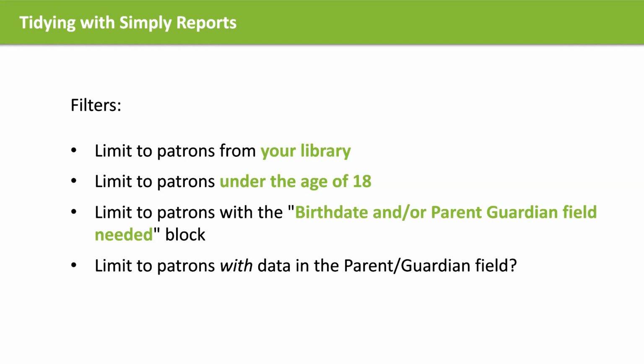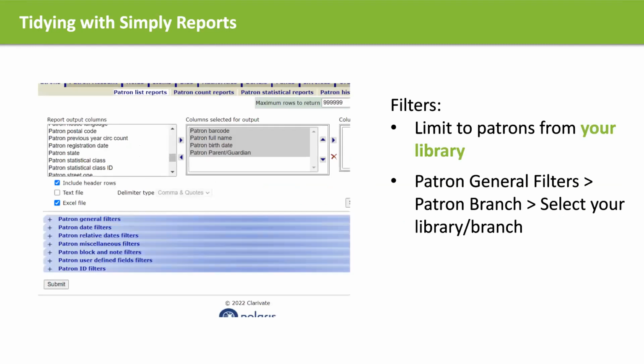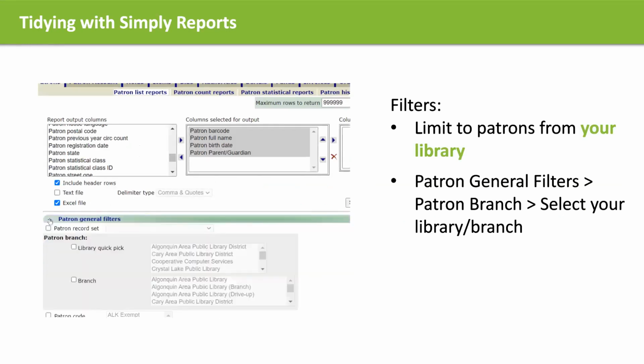But we want to see users if they already have data in that parent guardian field. And there's a question mark there because I'm not sure if the filter is going to allow us to limit based on data present. So let's start entering our filters and see what we have here. Now, just like in the previous report, we're going to add that patron branch filter under the patron general filters section, so I can limit to patrons belonging to my library.